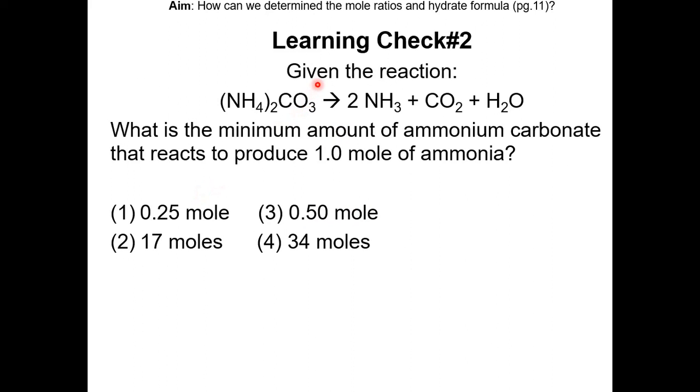Learning check number 2. Given the reaction, what's the minimum amount of ammonium carbonate that reacts to produce 1 mole of ammonia? Pause the video and resume once completed. So the mole ratio between ammonium carbonate and ammonia is 1 to 2. So if we have 1 mole of NH3 produced, we have half a mole of ammonium carbonate. So the answer is choice 3.